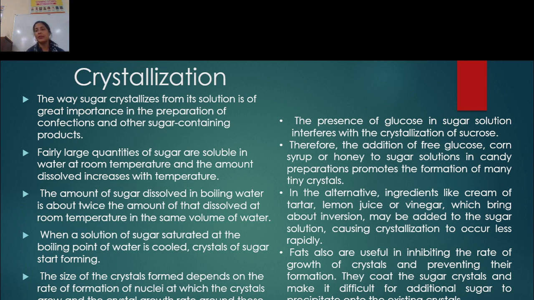Fats are also useful in inhibiting the rate of growth of crystals and preventing their formation. They coat the sugar crystals and make it difficult for additional sugar to precipitate onto the existing crystals. So this method is useful in making smooth candies and non-crystalline candies. Butter and cream are the customary fats used in candy making.